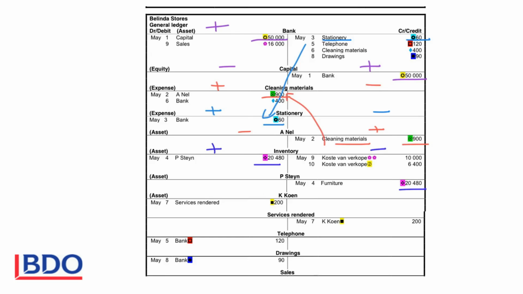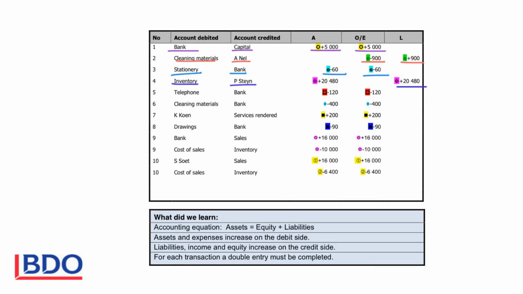The telephone account will be debited because it's an expense, and expenses increase on the debit side and decrease on the credit side. The money is taken out of the bank, so the money in the bank is reduced on the credit side. The telephone account will be debited. That's an expense that will decrease profit, so equity will decrease. The bank account is credited because we reduce the money in the bank, so my assets will be decreased.